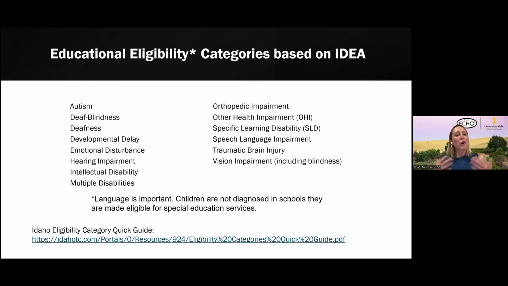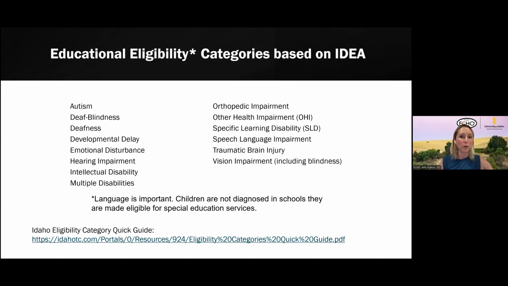Okay, so there are 14 different educational eligibilities that schools can choose from. There are 70,000 or more ICD-10 codes, right? So we're very narrowed here in how we can classify a child's special education eligibility. The ones we'll deal with the most, especially in this age group, are autism and developmental delay. At the bottom, there's a link to the Idaho eligibility category quick guide, which is really nice, so you can look at all these eligibilities and what the qualifications are for each one. Language is very important here.